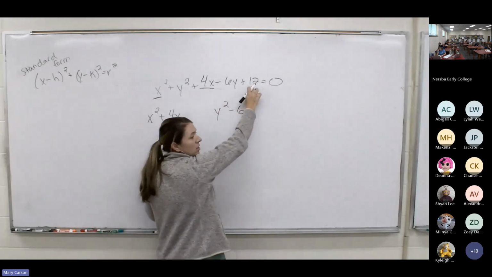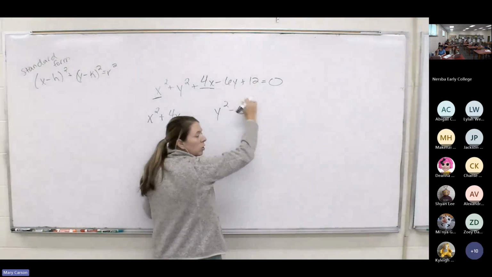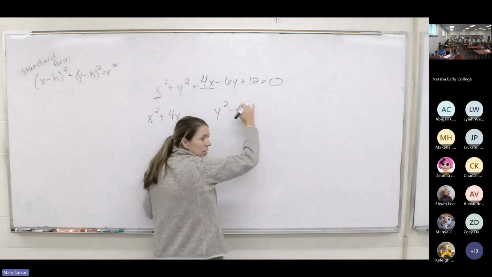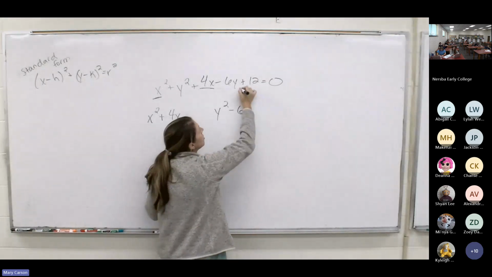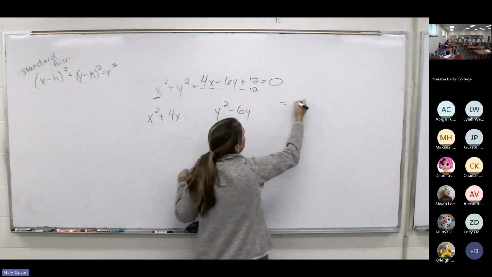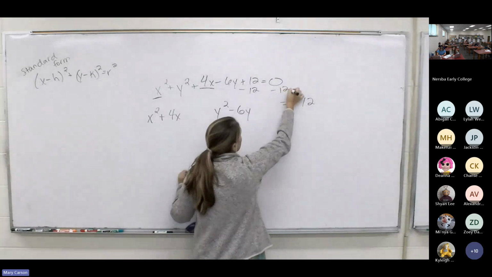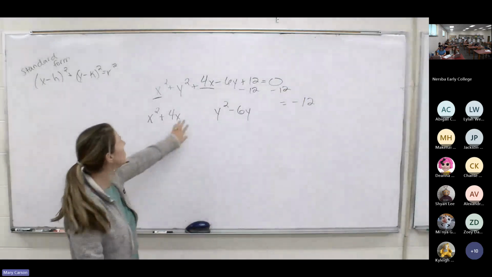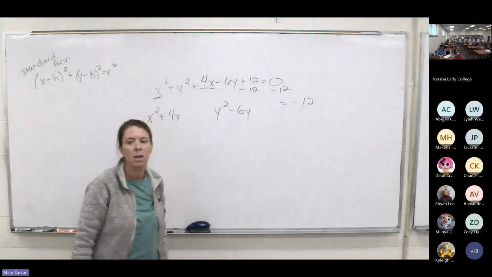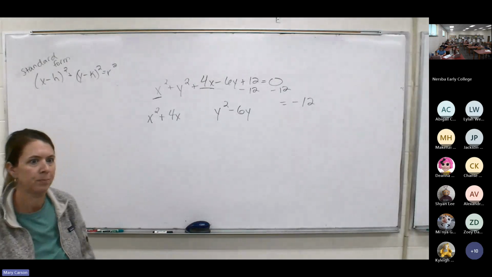And then your constant, which is that c value, you're going to go ahead and move to the other side, because that's going to end up being a part of your radius. So I'm going to subtract 12, so I end up with a negative 12. Everybody see what I'm doing? And I'm going to leave a little bit of space here, a little bit of space here, because I'm going to have to complete the square.